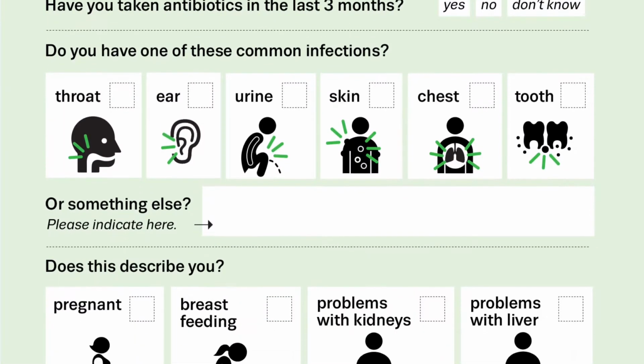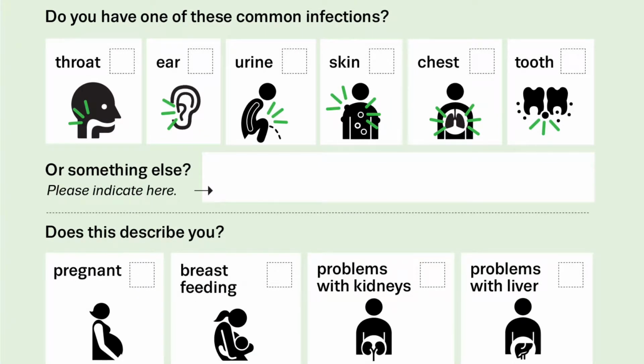The checklist then asks them to tick which common infections they have. There is a space for them to record another infection. This information is important as it will be used to check that the antibiotic is appropriate against local antibiotic guidance, and also indicates which information leaflet should be shared with the patient on the handout.